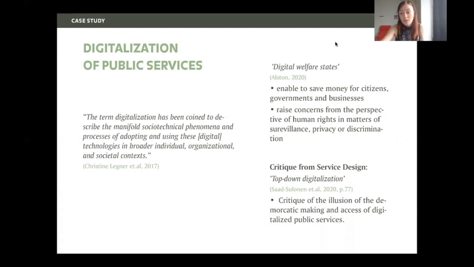And there's also a critique from the service design community, what Sad, Solon, et al. call top-down digitalization. With that term, they critique the illusion of the democratic making and access of digitalized public services. Because actually, as we saw before, there's a digital divide that proves that this benefits some parts of the population and not others.